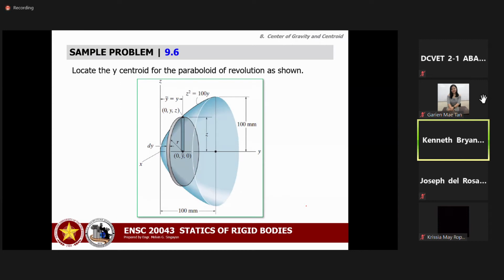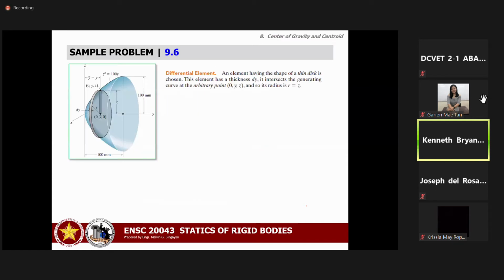So since this is a volume, our differential element should also have a volume, dV. Okay? So as for the differential element, we'll consider an element having the shape of a thin disk. Then it intersects the generating curve at the arbitrary point 0, y, z, and therefore its radius r is equal to z. So it is a thin disk, like a very thin cylinder. That's why its thickness is just dy.